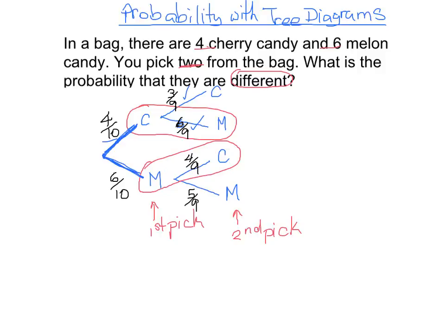How do we use these numbers though? If we want 2 different candy, again, it could be cherry. That C looks terrible, so let's fix it for a second. All right, it could be either cherry and melon, or it could be melon and cherry.